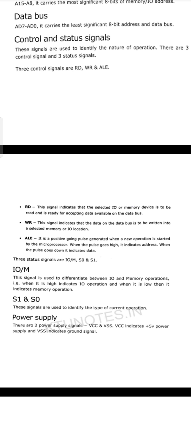So what is RD? RD indicates that the selected input output or memory device is set to be read and is ready for accepting the data available on the data bus. That is, the signal indicates that the selected input or memory device is ready to read the data.